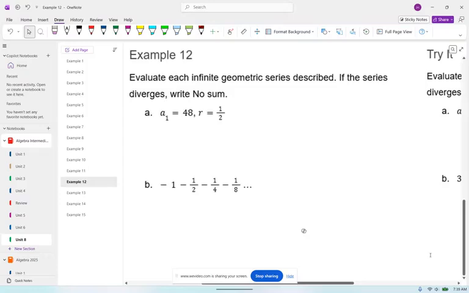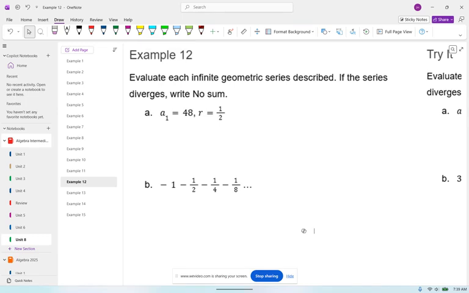All right, guys, in this video, we're going to look at example 12. In this, we're supposed to evaluate the infinite geometric series described, and if the series diverges, write no sum. So again, it's going to be helpful for us to look for that common ratio first to make sure that the series does not diverge. And then if it does diverge, write no sum.